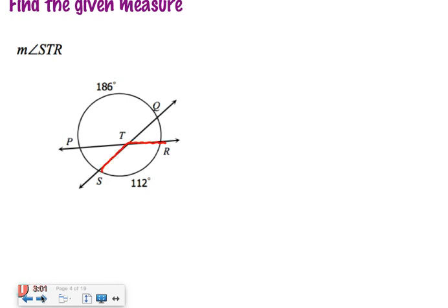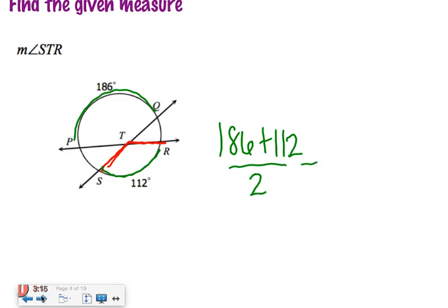So that's this angle. You guys agree? Yep, 186 plus 112. What's 186 plus 112? 298, sorry. Divided by 2. Okay, let's just be smart. Does that look like it's about 149 degrees? Yeah. Well, it's definitely over 90, so we know what to choose.